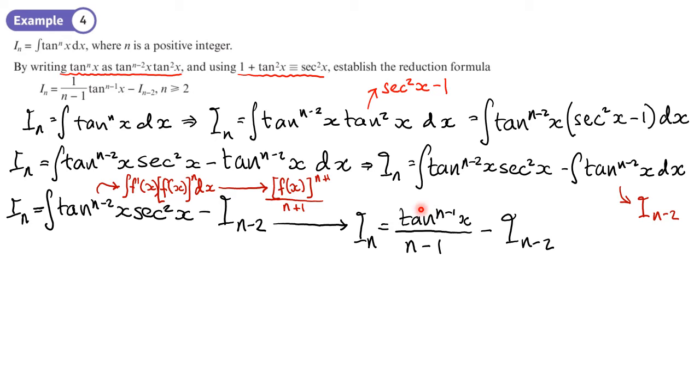Actually, now we're done. Now we could write this, I suppose, as I sub n minus 1, but they want it in this form with tan to the power n minus 1. So we can just put in equals, and we'll just move the tan to the side, n minus 1, minus I sub n minus 2 as required.